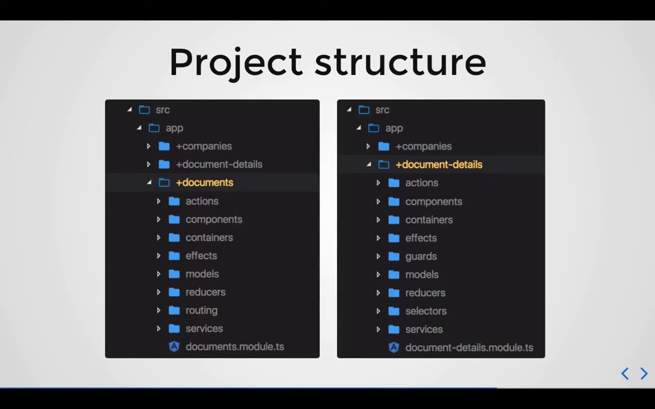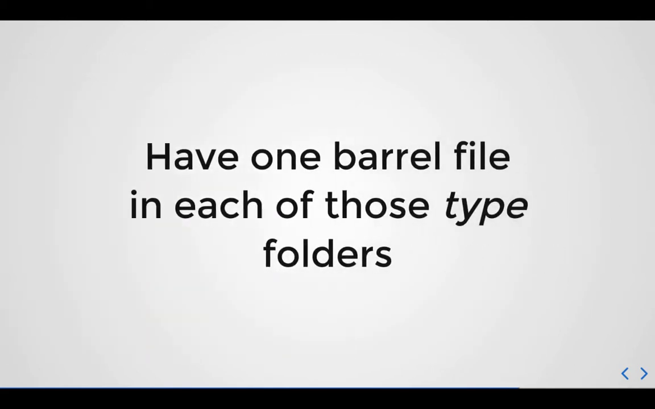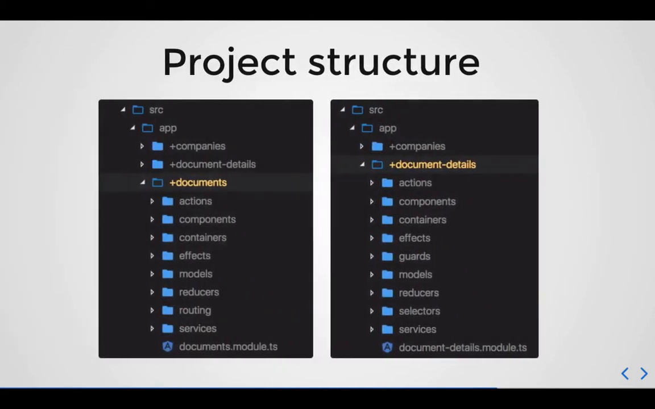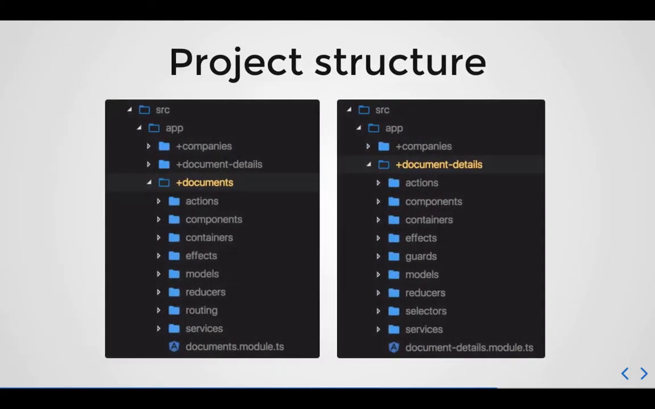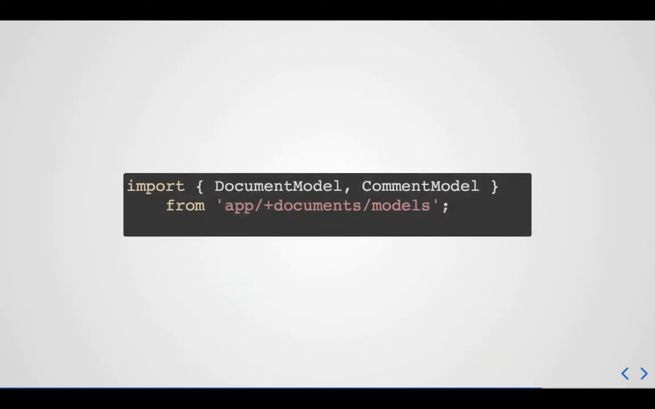So what I mean by one level only is to create a barrel file in each of those type folders. So I'll have a barrel file in components, a barrel file in services, a barrel file in models, and so on, and that's it. No barrel file above that level and no barrel file below that level. In some weird cases, we've discussed creating 2 levels, but we gave it up. And once you have them there, you'll have imports like import document model from app documents models. And irrelevant of where you are in your application, you'll figure out what you're importing and from where.